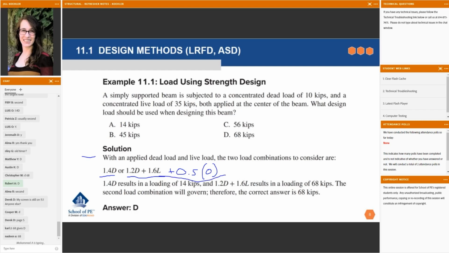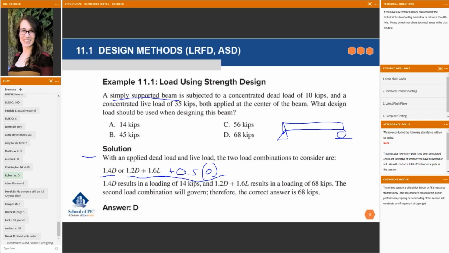Now let's draw this. You might be able to picture it in your mind, but let's just draw it for the sake of clarity. So we have a simply supported beam. In our analysis section, next we'll talk about exactly what simply supported means, but let's just show it here. A simply supported beam just means it's one span, has a pin on one side and a roller on the other. It is subjected to a concentrated dead load of 10 kips and a concentrated live load of 35 kips, both at the center. So I'm just drawing it twice. They're both occurring at the center. So 10 and 35.